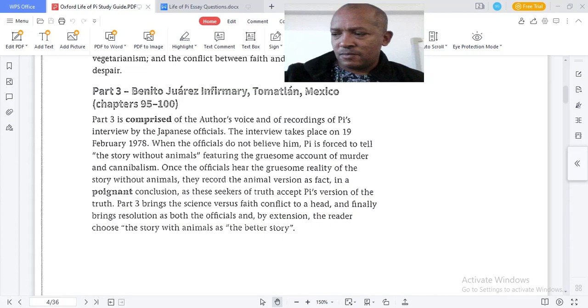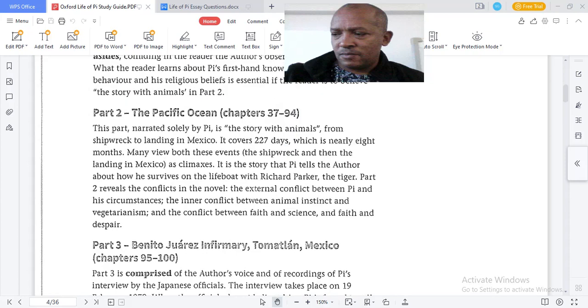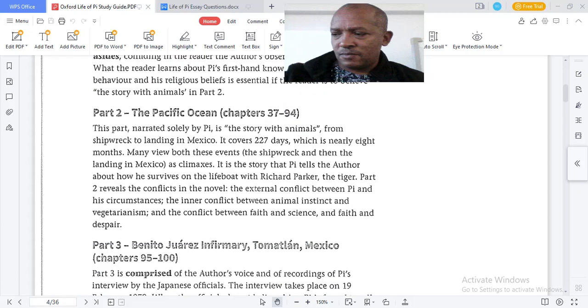Okay, great. Then part 3 is comprised of the author's voice and of recordings of Pi's interview by the Japanese officials. So part 3 is in Mexico, at the Benito Juarez Infirmary, and in Tomatlan, Mexico, chapters 95 to 100. Let me read about where he lands up in Mexico. Then you know it's between chapters 95 and 100. Let me read a bit more about his life on the Pacific Ocean, between chapters 37 and 94. And then his childhood life, between chapters 1 to 36. That's where you get all the information from.